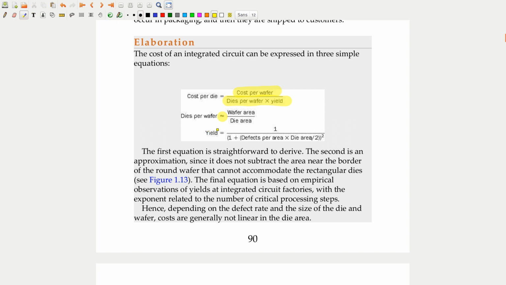Okay, and then your yield. It's just empirical observations of yields at integrated circuit factories with the exponent related to the number of critical processing steps. And so like this is defects per area. So basically if you're going to have, do they cut it into a rectangle? Do they cut what into a rectangle? So what happens is you have a circle.